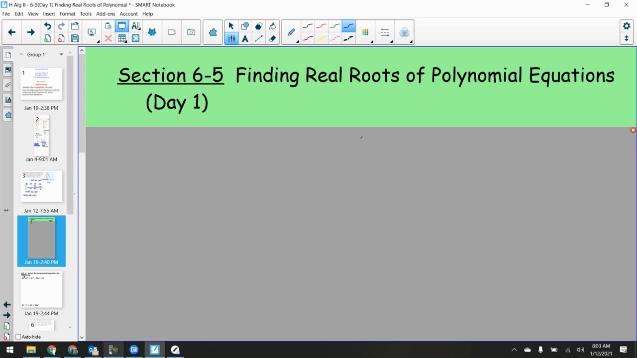Here you go. So we're going to do section 6.5 today, and tomorrow day 1 and day 2. And section 6.5 is very similar to section 6.4. Today, what we're doing is finding the roots of the polynomial. And now I hope you understand the connection of finding the roots and factoring. Right? Finding the roots and factoring.